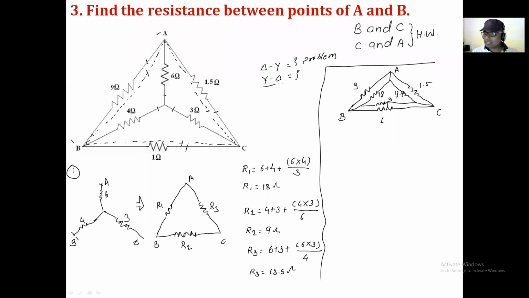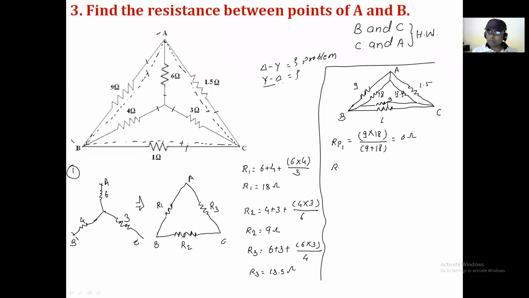Now, this 9 and this 18 are connected in between these two common points A and B. So definitely we say that they are connected in parallel. So I can say that RP1 is equal to the product of the two resistors divided by the sum of these two resistors. 6 ohm. All of you please check it out.